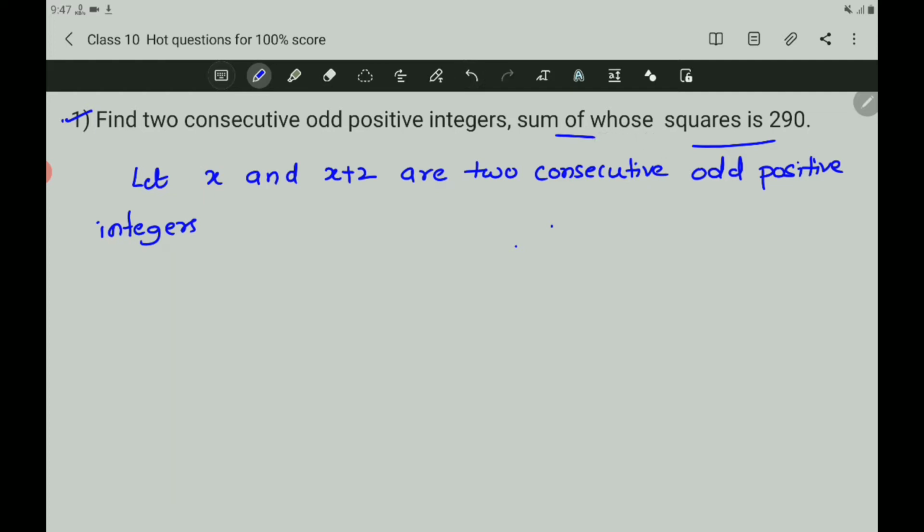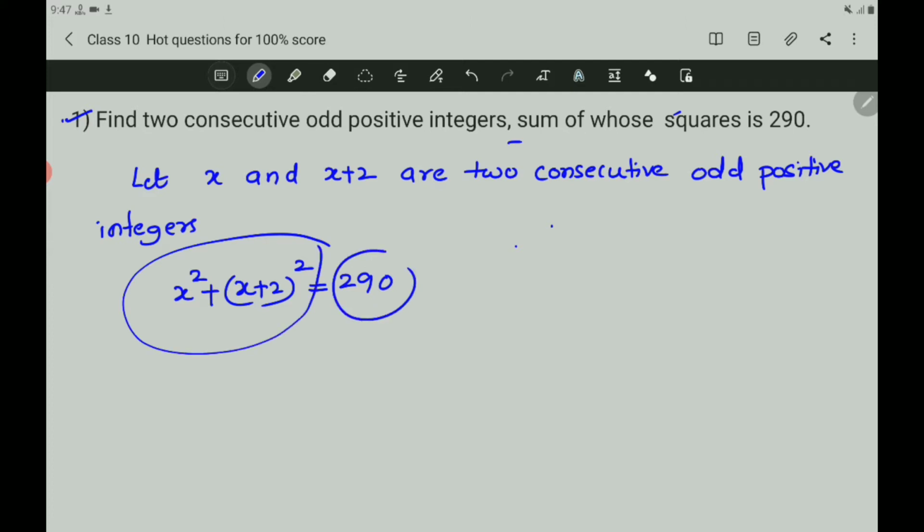Next, they said the sum of their squares is 290. So you take the sum of their squares. The square of x is x square and the square of x plus 2 is x plus 2 whole square. Their sum means you take plus. That equals 290. The sum of their squares is 290.